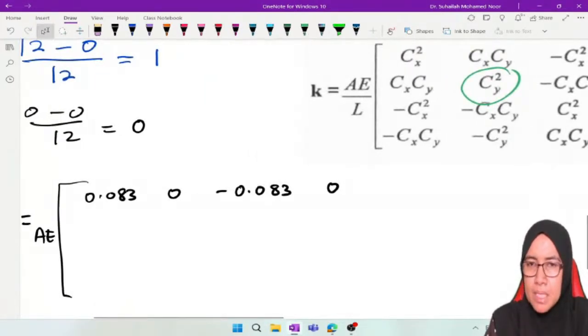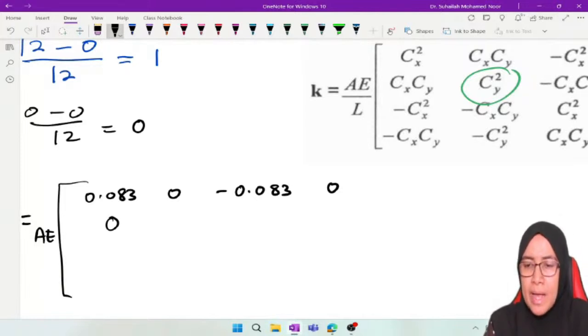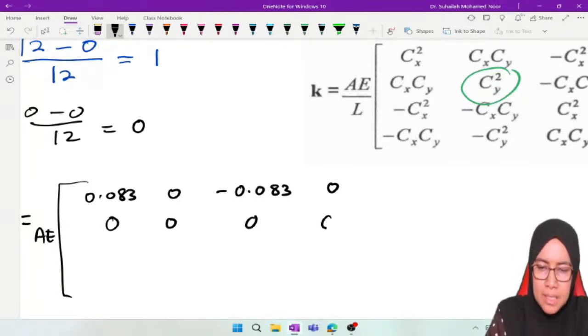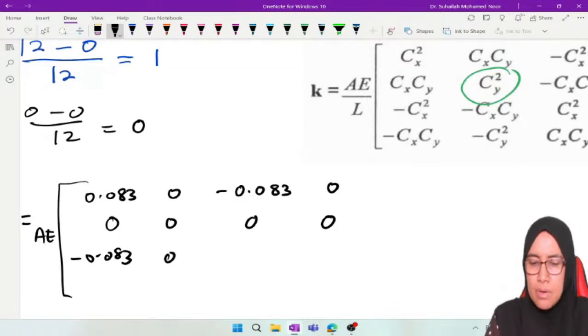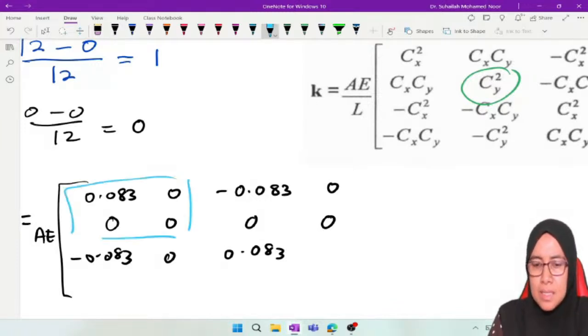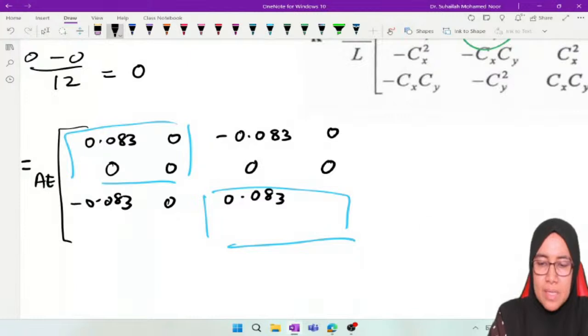CY square. Because it is symmetry, we know that this is also 0. The next value is CY square over L, it is also 0. So all these are 0. Then it is negative 0.083, it is 0, it is 0.083. Because remember, these 4 values are the same as these 4 values, right? So the values are 0, 0, 0.